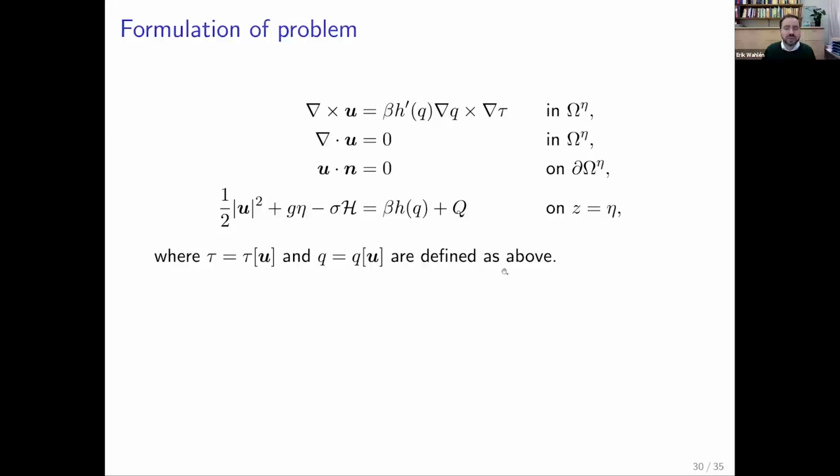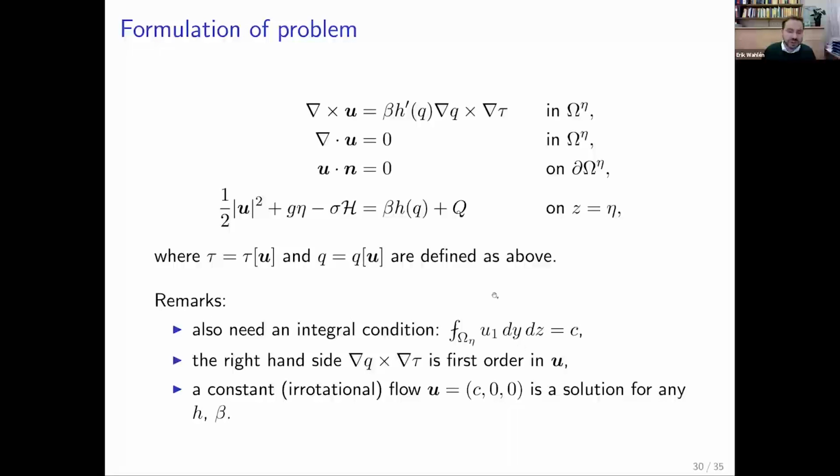Okay, so with this ansatz, we get this formulation of the problem, which looks a little bit like what we had in the Beltrami case, but now on the right-hand side is not alpha times u anymore, it's some complicated expression. Here q and tau are defined as above, so actually they depend on eta as well. I forgot to change this.